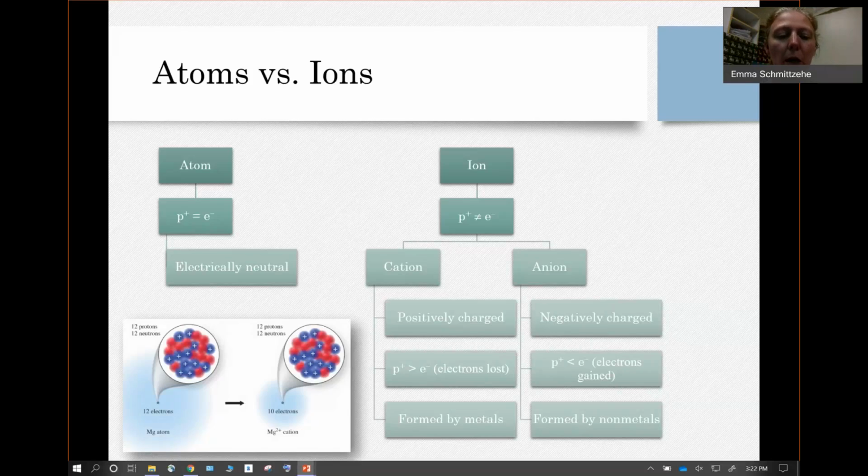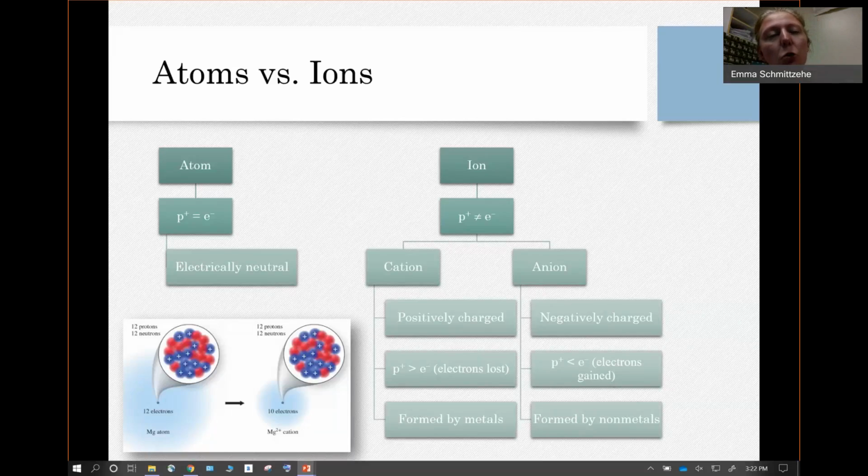Now, some examples. If you have magnesium, magnesium has 12 protons, 12 neutrons, and 12 electrons, at least a stable atom of magnesium, okay? The 12 protons and 12 electrons is the really important part. The neutrons can vary. So we'll talk about that later, not in this video. But the protons and electrons are equal, so it's overall neutral. So that would be a magnesium atom, okay?